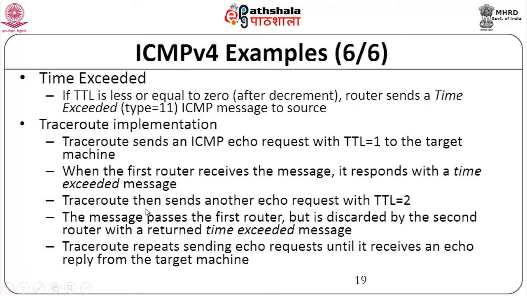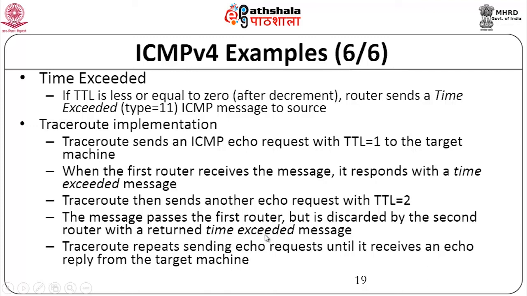Next you send another message, the same echo message, but with the TTL value set to 2. So when the TTL value is set to 2, what happens? It will pass the first router, but it will be discarded at the second router, and the second router will now send a time exceeded message. Now I have got the address of the second router as well.